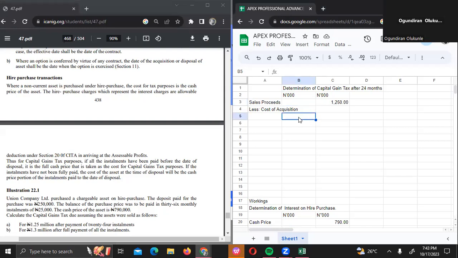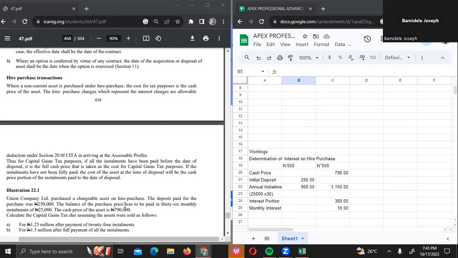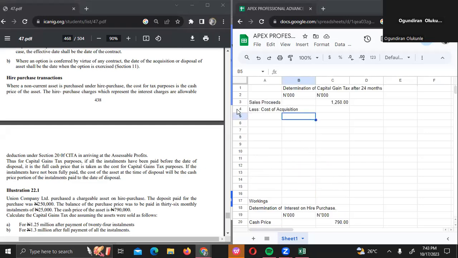Okay. The interest: we did the cash price of 790,000, the initial payment he made was 250,000, and the monthly installment he was supposed to pay is 25,000. So you have 25,000 times the period of hire purchase, that's 36, which gives you 900. So when you deduct 790 from 1150, you have 360. So that's the total interest portion of the contract. And when you divide this by the number of months, you have the monthly interest charge of 10,000.